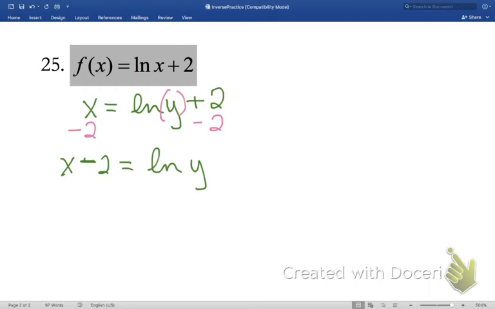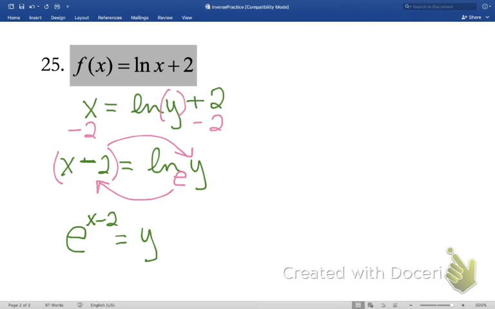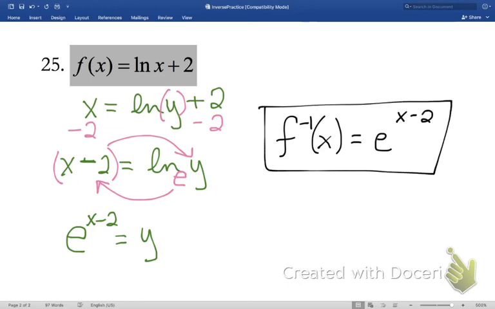How do I get rid of a log? That's right, we change it into an exponent. What's the base of my log? E. So I have e to the power equals y. So e to the power of x minus 2 equals y. Is y by itself? Yes. So my inverse function, f negative 1 of x, is equal to e to the x minus 2 power. Does that make sense? My natural log has an inverse of e. Yes, that makes sense. This concludes all of our practice problems.